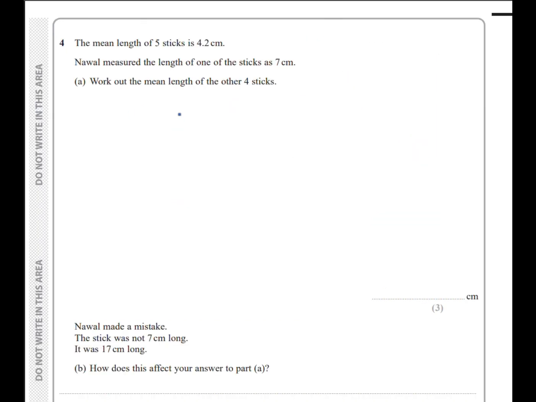Question 4. The mean length of 5 sticks is 4.2 centimeters. Now I measure the length of one of the sticks as 7 centimeters. Work out the mean length of the other 4 sticks. Now, how do you figure out the mean of a data set? Mean is basically, we add all the values and we divide by the number of the values. So it says that there are 5 sticks, so we're going to divide by 5 because the number of sticks is 5. And the mean length is 4.2, basically, right?